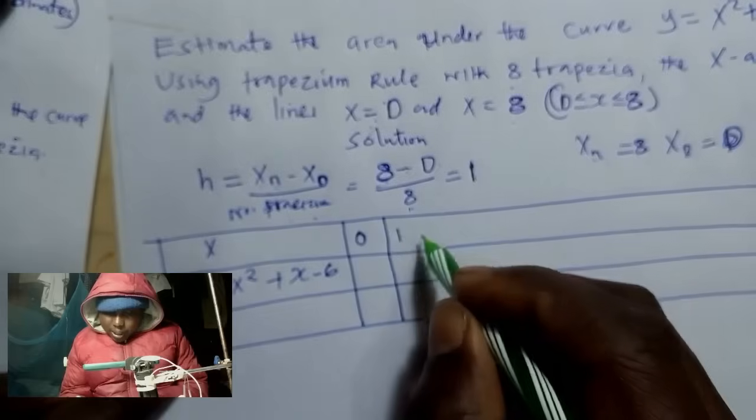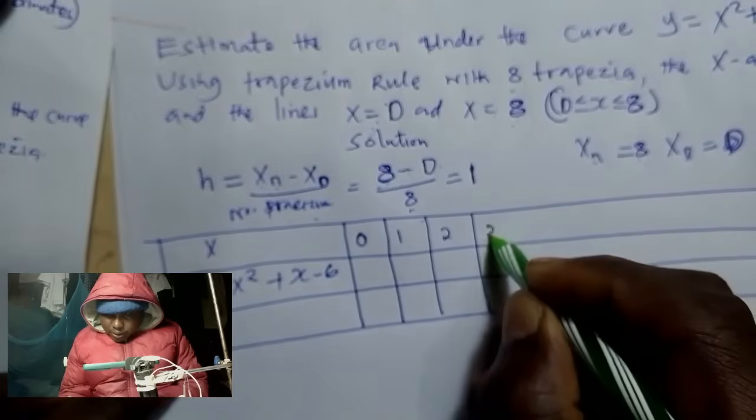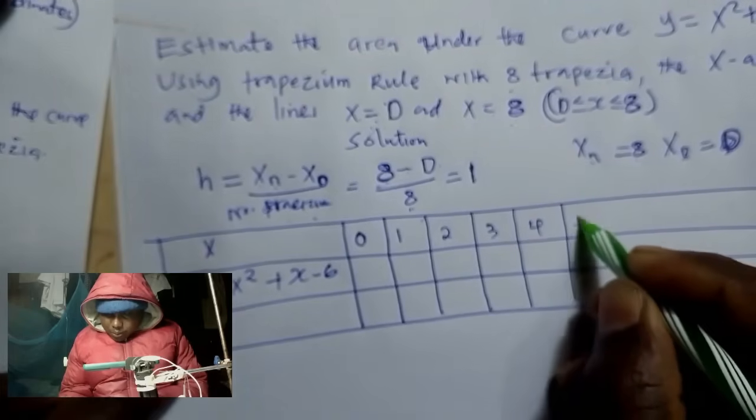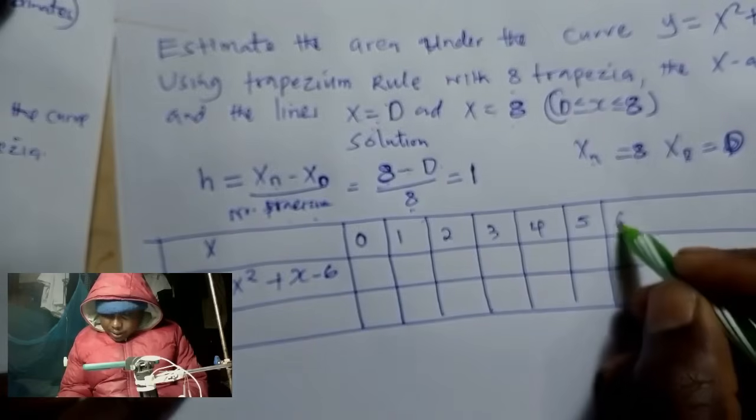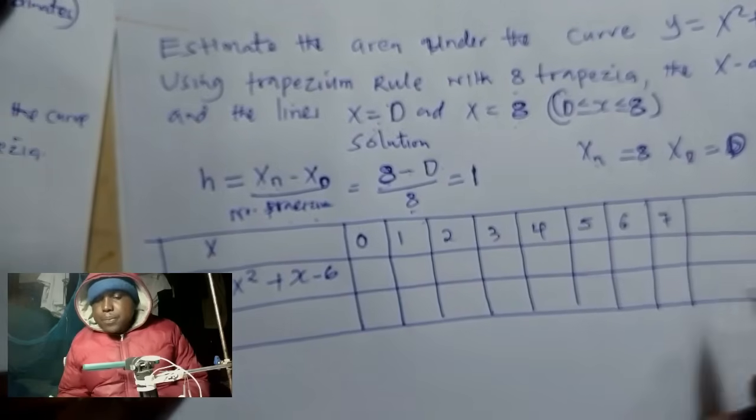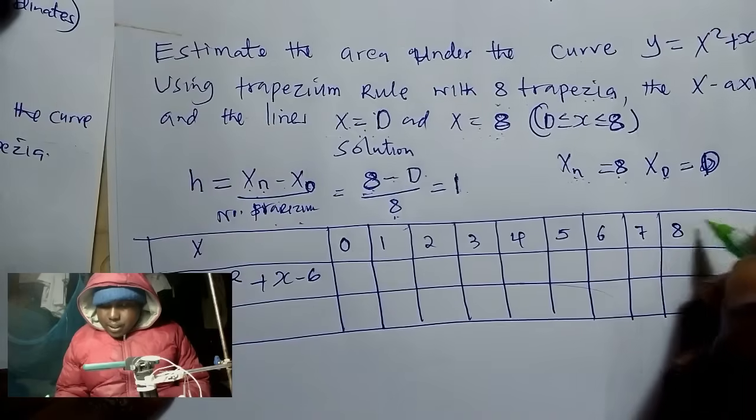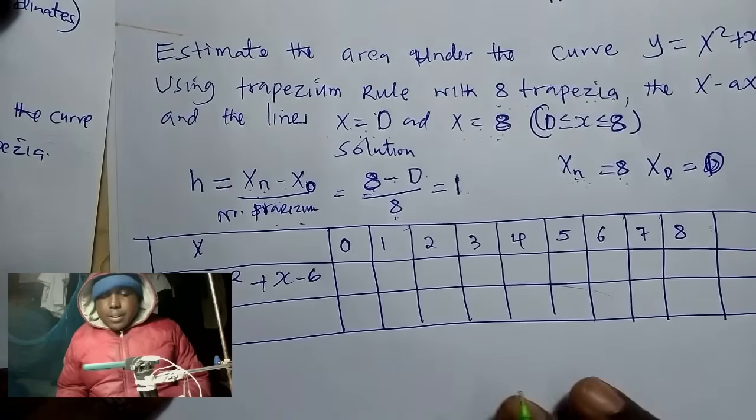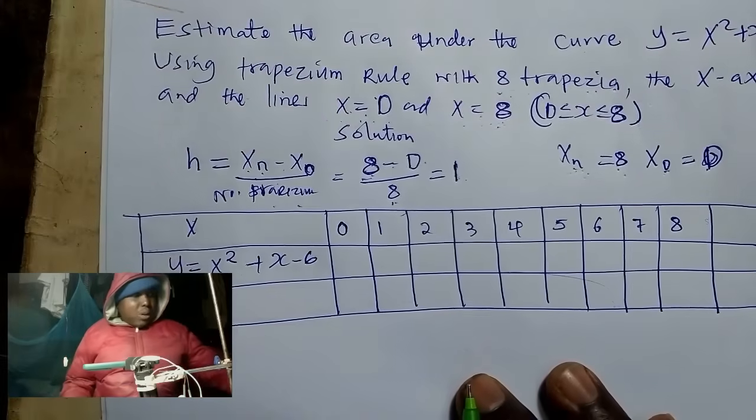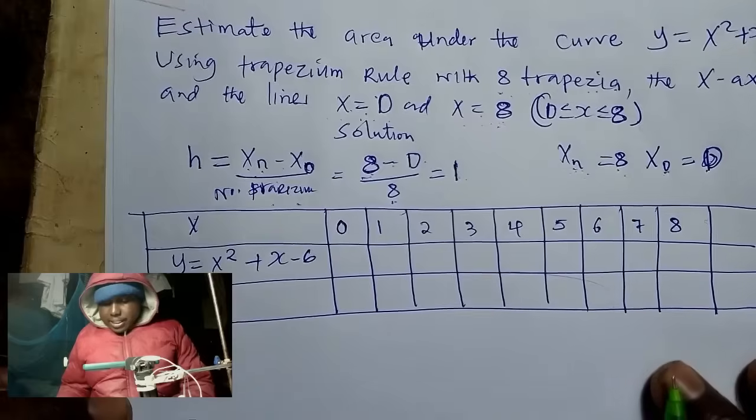So it is 0, 1, 2, 3, 4, 5, 6, 7, 8. We reach 8 because that is where our range ends.